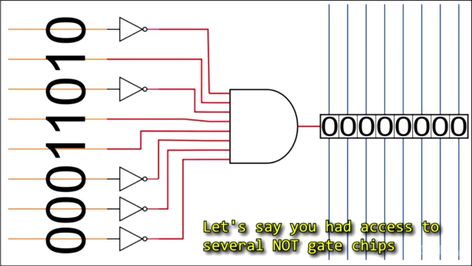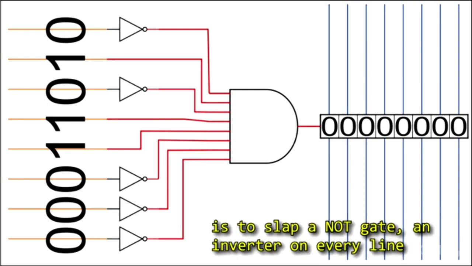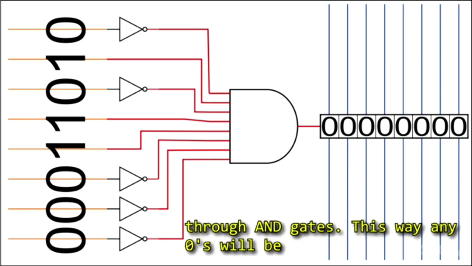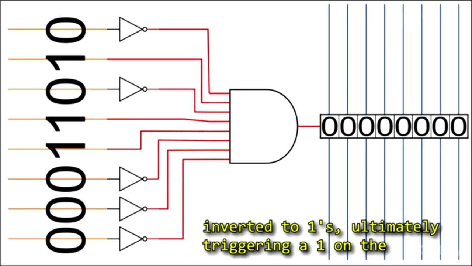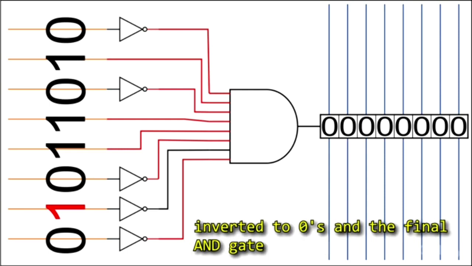Let's say you had access to several NOT gate chips and AND gate chips. Another way you could do this is to slap a NOT gate, an inverter, on every line that needs to be a 0 and daisy chain everything through AND gates. This way, any zeros will be inverted to 1s, ultimately triggering a 1 on the output. Any highs on any of the other lines get inverted to 0s, and the final AND gate never gets triggered.